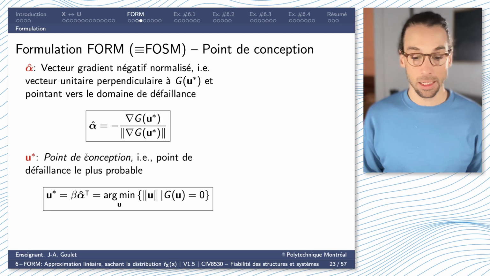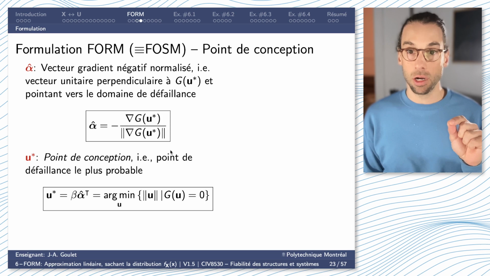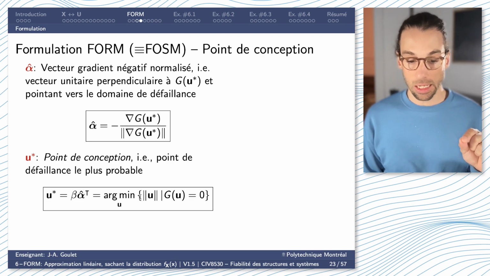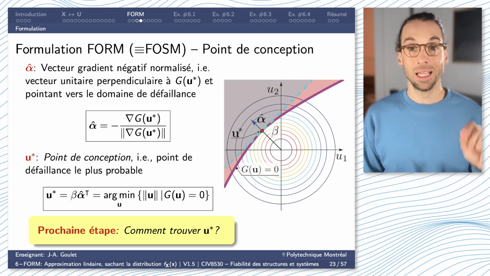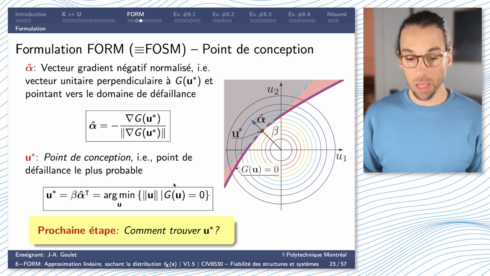And u star is my design point, so the most likely failure point that is going to be on my limit state surface. It is the point on my limit state surface that is the closest to the origin in the standard normal space. So we have our alpha vector, which is perpendicular to my limit state function and limit state surface. And we have our u star, the point on that limit state surface that is the closest to the origin.